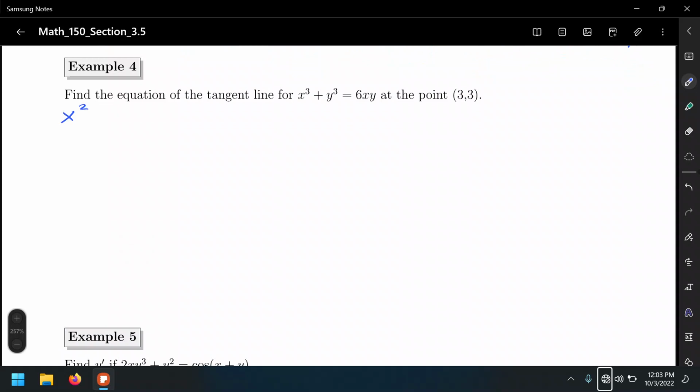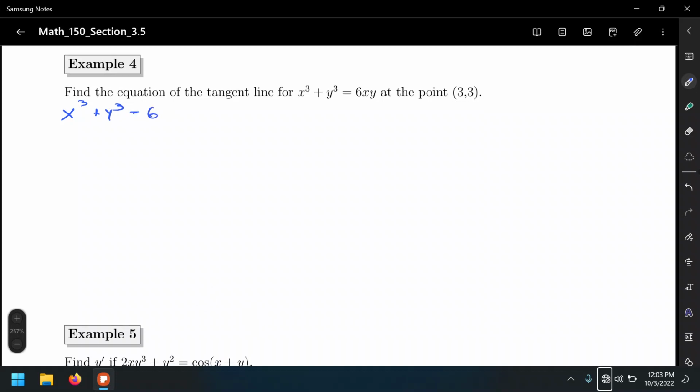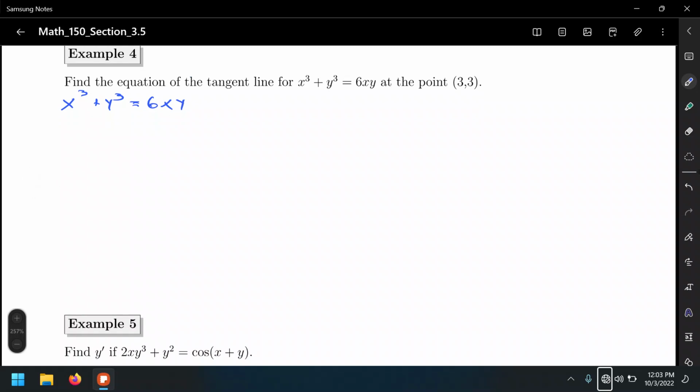So number 1, x cubed plus y cubed equals 6xy. Alright? So let's find the derivative of x cubed. What's the derivative of x cubed? 3x squared. What's the derivative of y cubed? 3y squared, but because we're differentiating a y, essentially we're using the chain rule to differentiate this with respect to x.